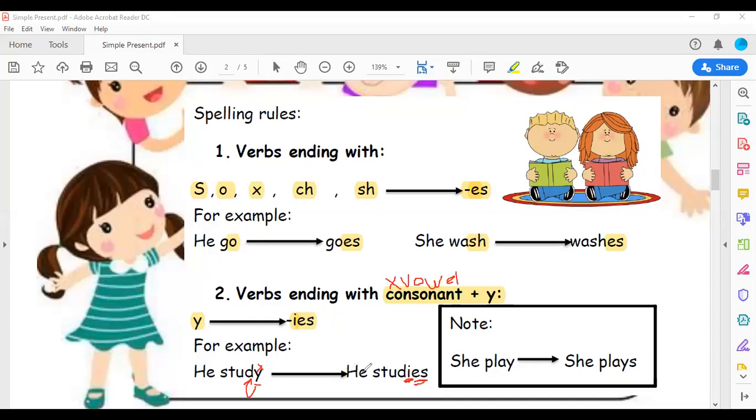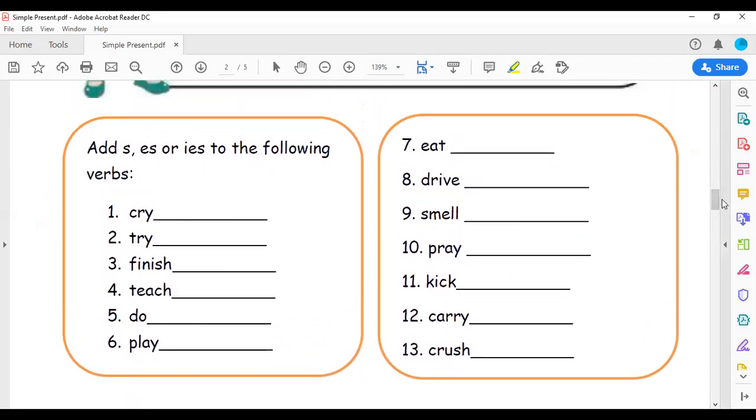Now, if the verb ends with y but before it I have a vowel like play, look here, play. It ends with Y. I look before it. This is a vowel, right? Do I do something with the Y? No, I don't, because vowels are strong. They rescue the Y, okay? So I don't change it. I only add S to the verb. Done? Okay, let's move to the next part. Add S or IES. Add S, ES or IES to the following verbs.